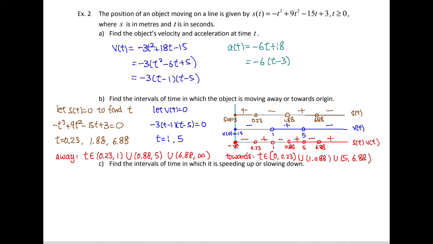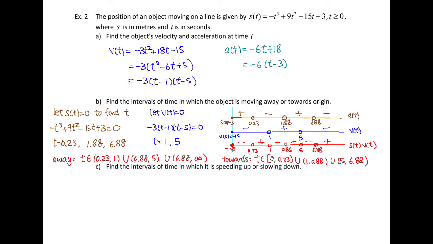Part C, we are finding the intervals of time in which the object is speeding up or slowing down. For speeding up or slowing down, we are looking at the velocity time function and the acceleration time function. So once again, we're going to find the zeros first and then put them on the number line. For the velocity time function, we already know the zeros.